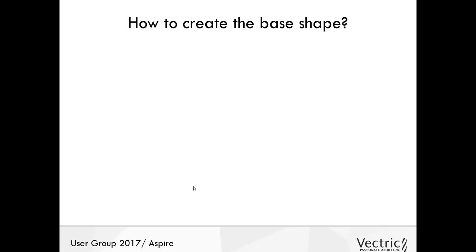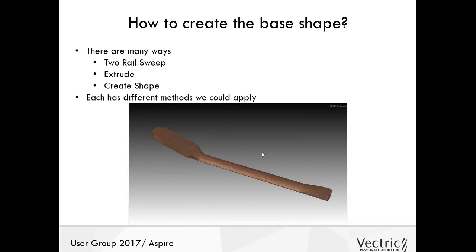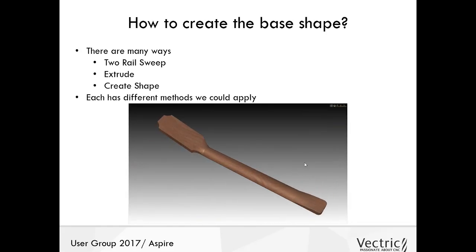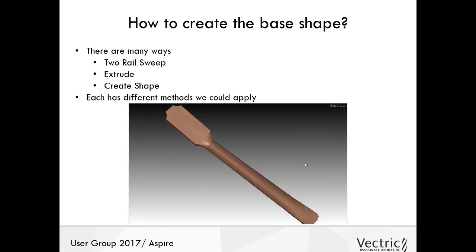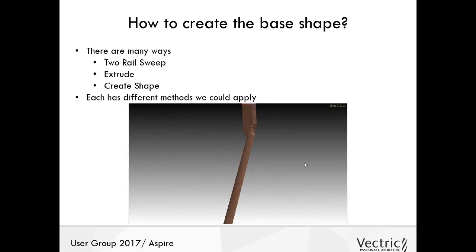So now that we've done our research and we've got a specification to work towards, and we've got how we are going to construct our guitar neck, the next thing we needed to think about was how we're going to start creating the basic shape for our guitar neck. And there are many different ways we could go about achieving the result that we can see in the image, utilizing either the 2-rail sweep, the extrude or the create shape tool. But each method differed in its complexity.